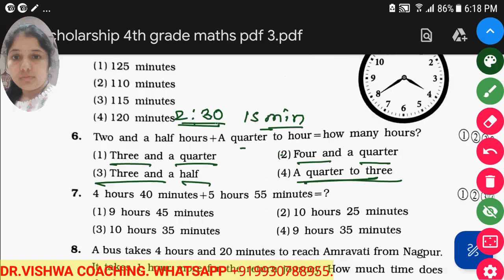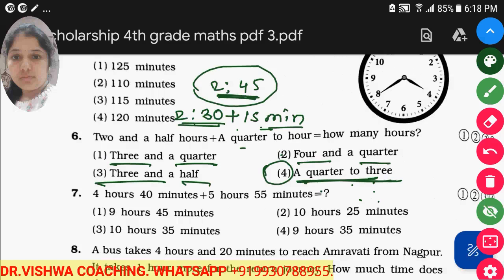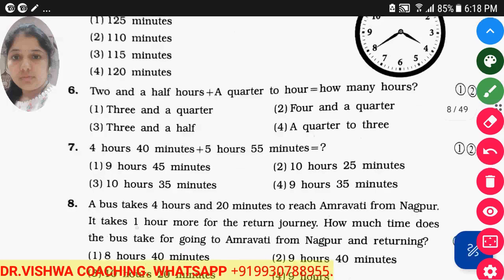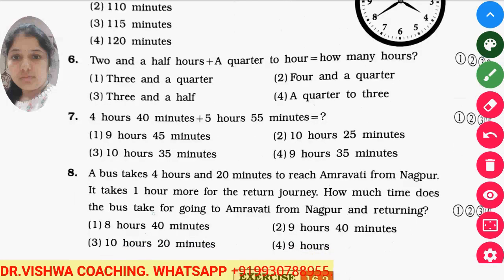Now see, 2:30 plus 15 becomes 2:45. Now 2:45 is given in which of the following options? Option number 4. Because quarter to 3 means 15 minutes before 3 o'clock, which means 2:45. Understood? So option number 4 is the correct option.